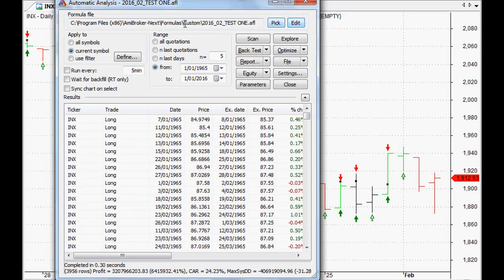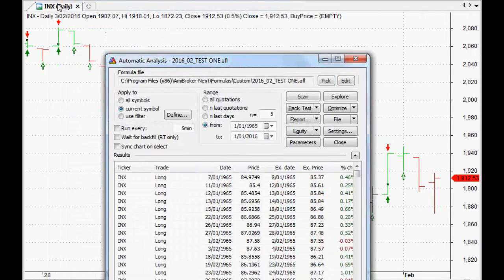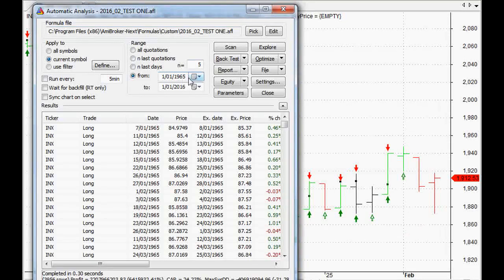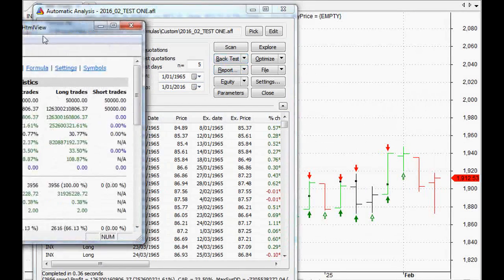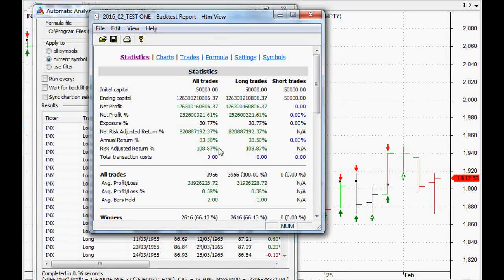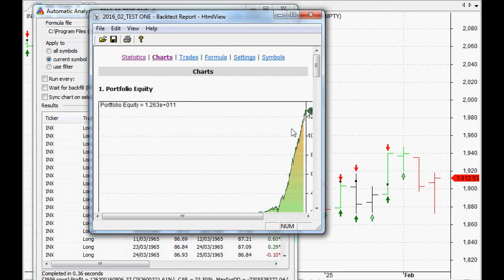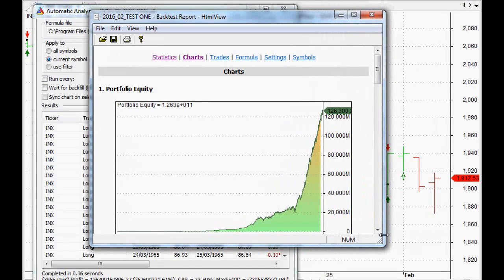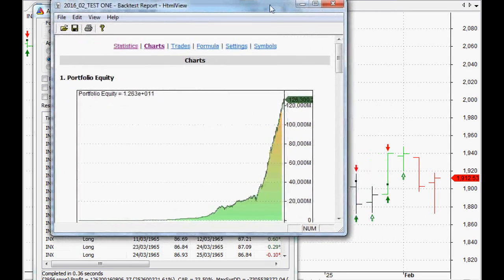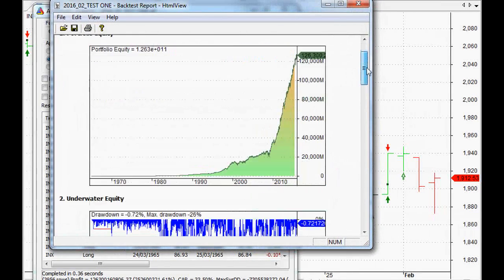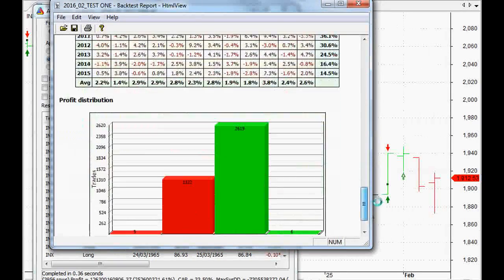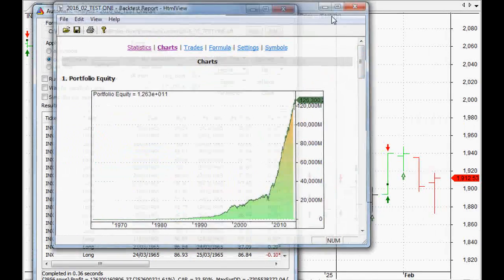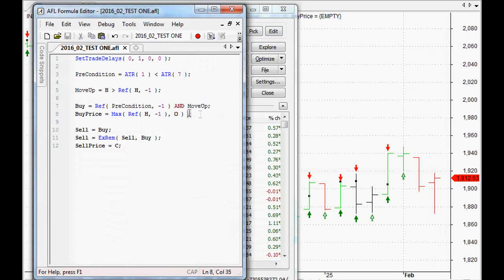And so if we actually take that just on the current symbol, which is the S&P 500, from 1965 to today, do a quick back test, then the report we get comes out with 33% per annum and ends up with $120 billion, I think, from a $50,000 portfolio. Now, why is that different from the $3 billion that we looked at last week? I'll show you why, and it comes down to that slippage that we were talking about.